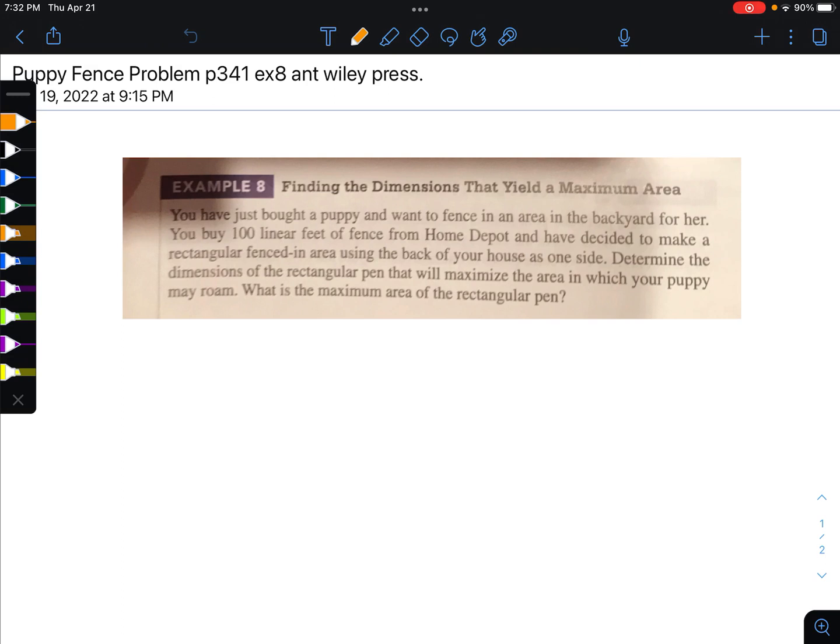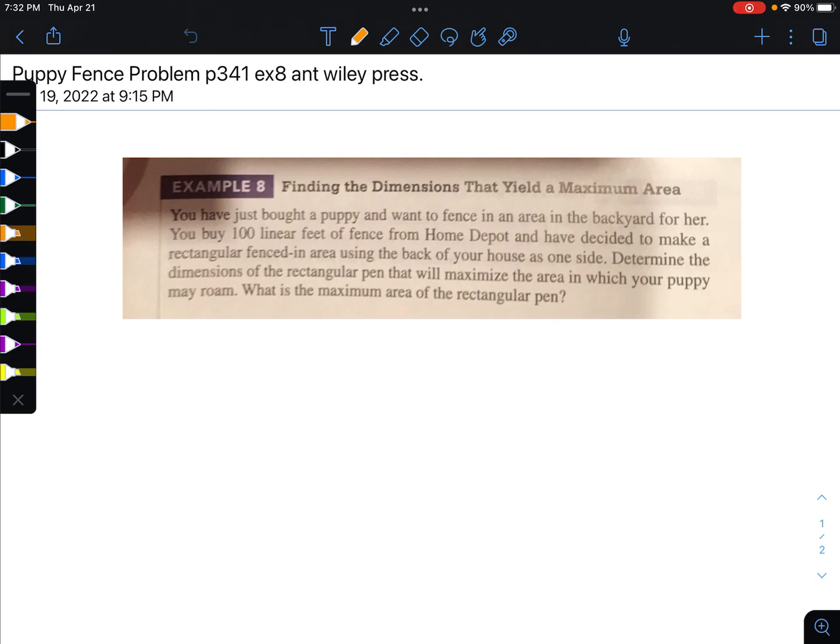You have just bought a puppy and want a fence in the area in the backyard for her. You buy 100 linear feet of fence from Home Depot and have decided to make a rectangular fenced-in area using the back of your house as one side. Determine the dimensions of the rectangular pen that will maximize the area in which your puppy may roam. What is this maximum area of the rectangular pen?